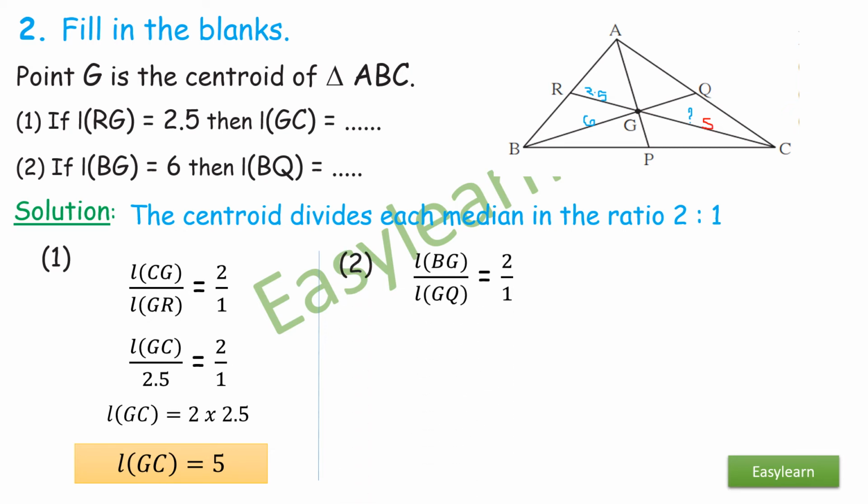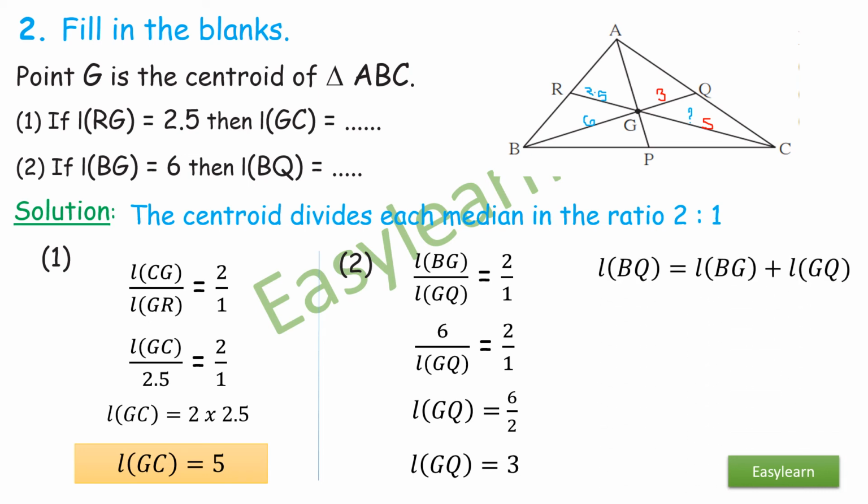Second one, length BG upon length GQ is equal to 2/1. Now BG is given as 6, GQ you don't know, that you have to find. Therefore GQ is equal to 6/2, that is GQ is equal to 3. But in the question they have asked BQ. Now what is BQ? BQ is nothing but BG plus GQ. So length BQ is equal to length BG plus length GQ. BG is 6, GQ is 3. So therefore length BQ is 9.